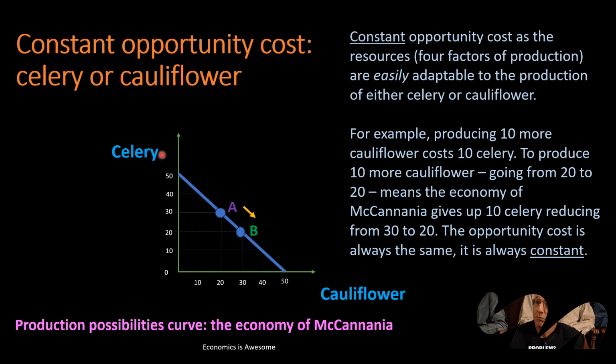So to show constant opportunity cost, it's always a straight line. And you can see in this diagram that I've given you here, producing 10 more cauliflower costs 10 celery. So if you're going from 20 to 30 cauliflower, you are going from 30 to 20 celery. So you're giving up 10 celery, that's your opportunity cost. It's constant, it's always the same.